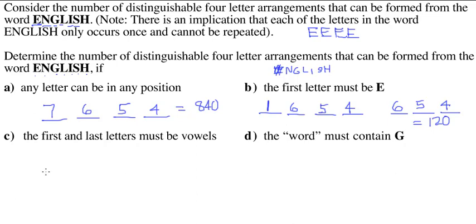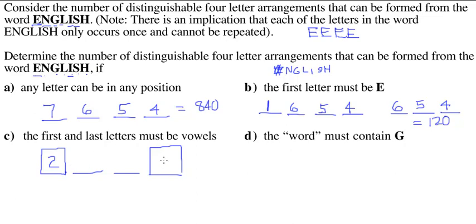If the first and last letters must be vowels, remember that we're supposed to do the spaces that have restrictions first. And we did that with English. We automatically did the first space first. Here, we're going to deal with the first and last letters, and then we'll move on to everything else. So in English, E is a vowel, I is a vowel, and that's it. So for this space, we only have 2 choices. Do I want the E or do I want the I?